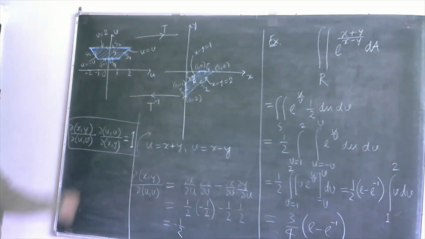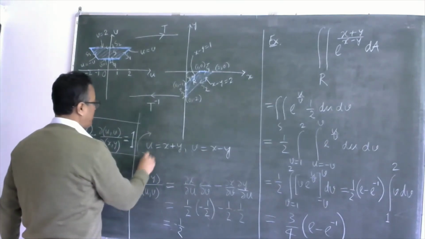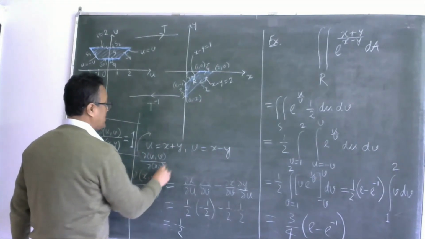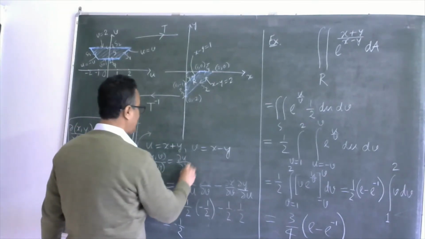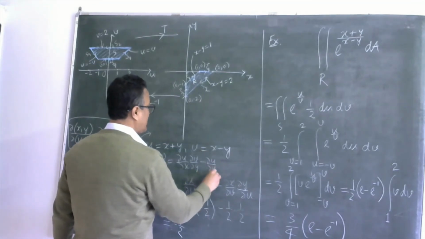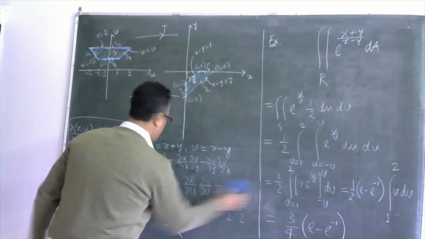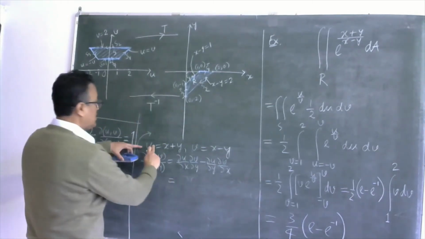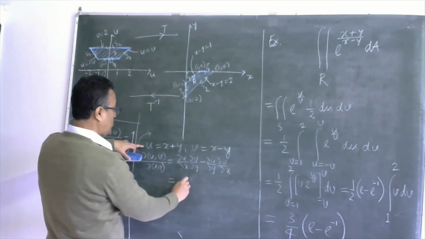Then you would see that if I want to find the Jacobian of uv with respect to xy, this would simply be del u by del x times del v by del y minus del u by del y times del v by del x. And you have seen that from here your del u by del x, this is simply what?